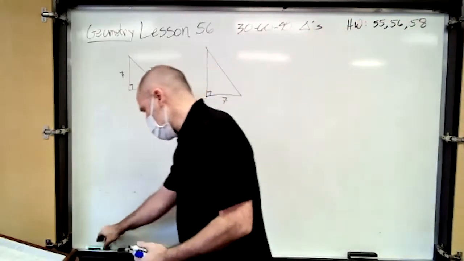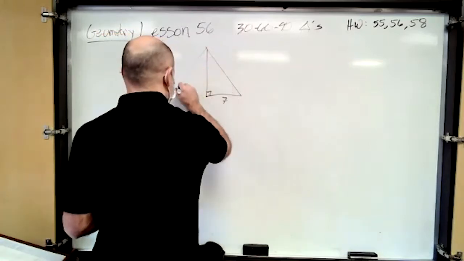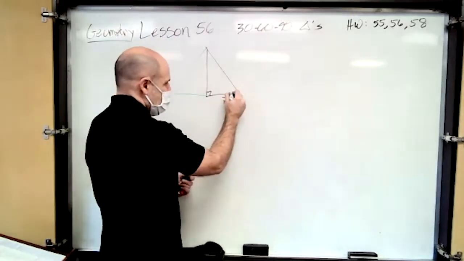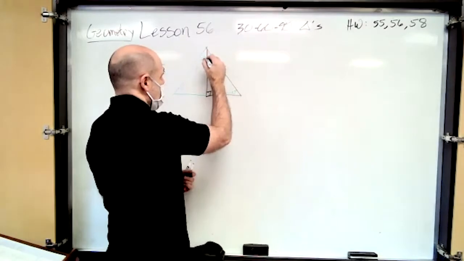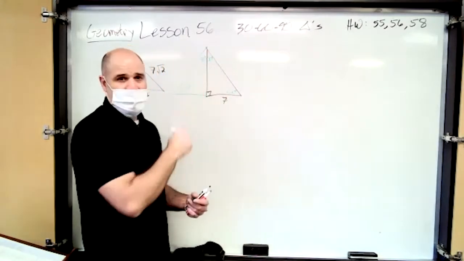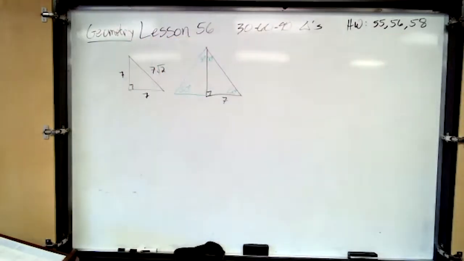Okay, so let's see if we can do this. If I made this into a triangle here, a full triangle, so I doubled it. Remember, this is 60 degrees. This is 30 degrees, 30 degrees. So what would this have to be? What kind of triangle is this? Do you remember the name? It's like 5 syllables.